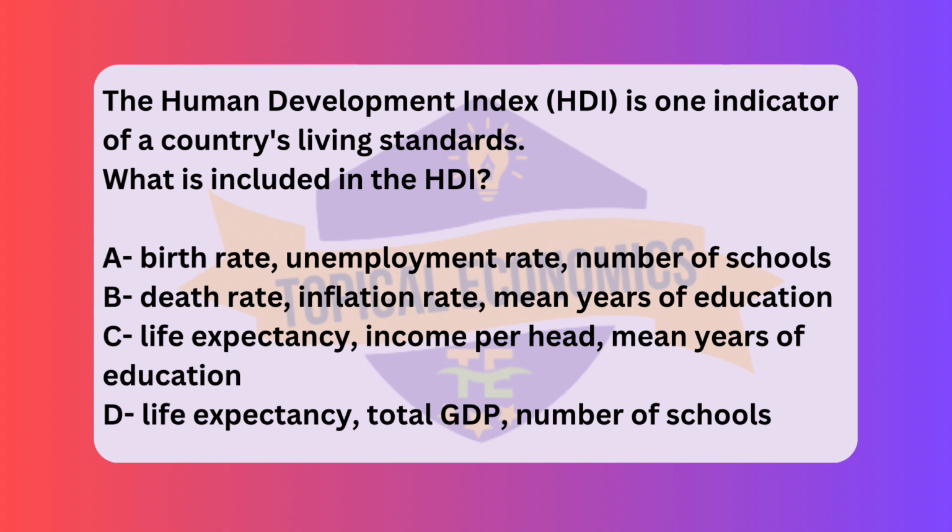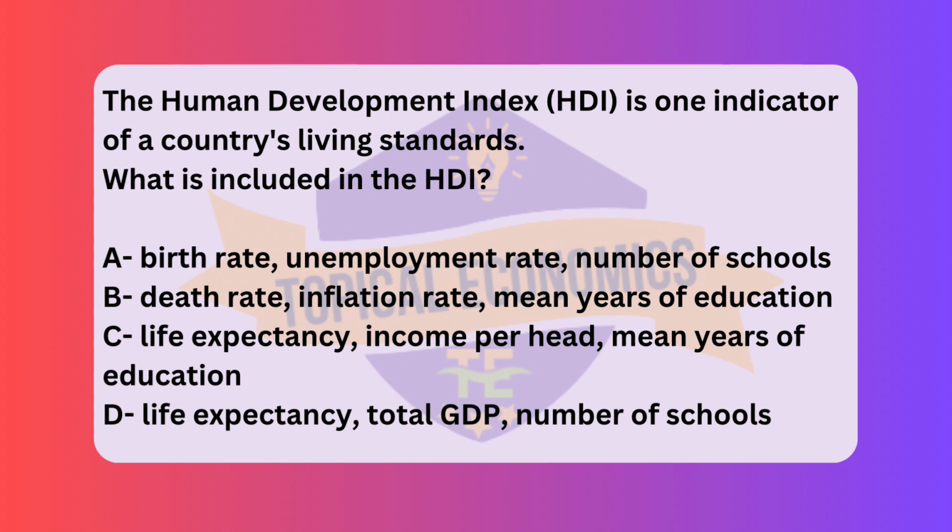Next, option B. Death rate, inflation rate, mean years of education, is incorrect because death rate and inflation rate are not included in the HDI. The HDI includes life expectancy, which indirectly captures mortality and general health, but not the death rate specifically. Inflation rate is also not part of the HDI, as it is an economic indicator related to price stability, not the well-being or development of a population.